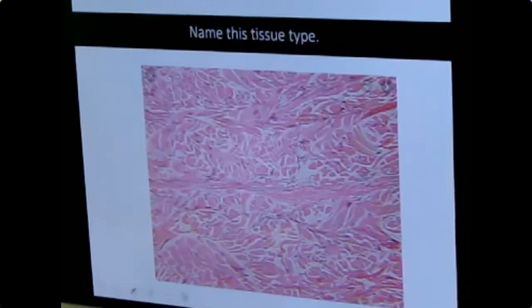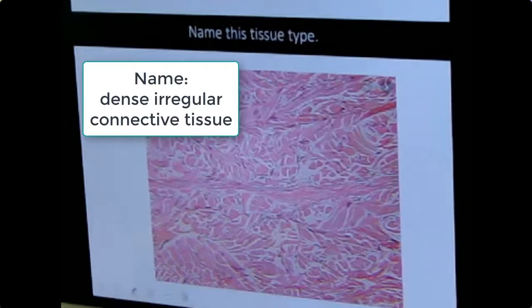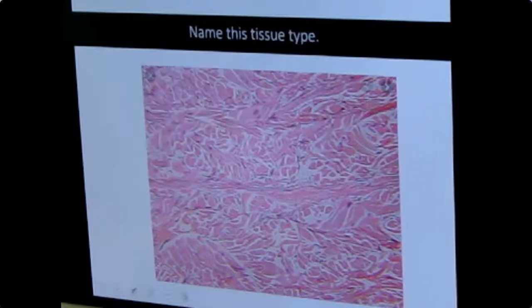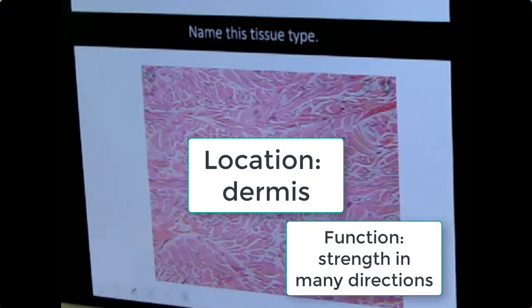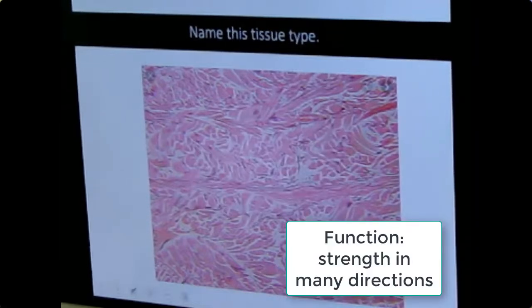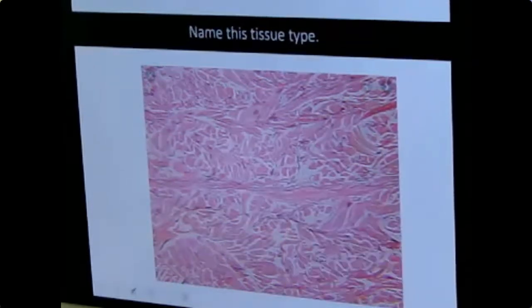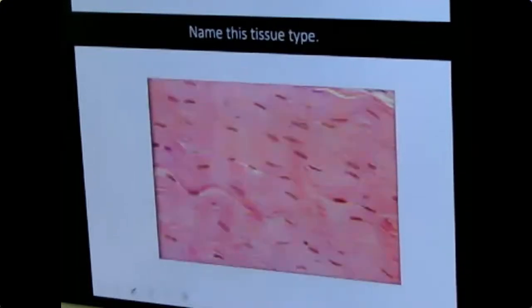This is dense irregular connective tissue. This is found in the dermis of the skin. So we're doing skin on Monday. So specifically, just put that in your notes. It's dermis of the skin. This is, it's kind of wavy. If it was in real life, in a body, it would be pulled more taut. So you kind of see my, excellent.